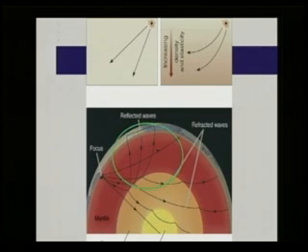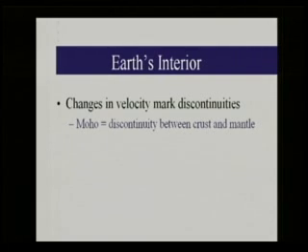And you can also see that we have some reflected waves as well. As waves hit that new surface, some of that energy is reflected back toward the surface. Changes in velocity as these waves move from one material to a new material with a different density mark what are known as discontinuities. The Moho is a famous discontinuity between crust and mantle, as discovered by a Russian scientist, Mohorovicic.